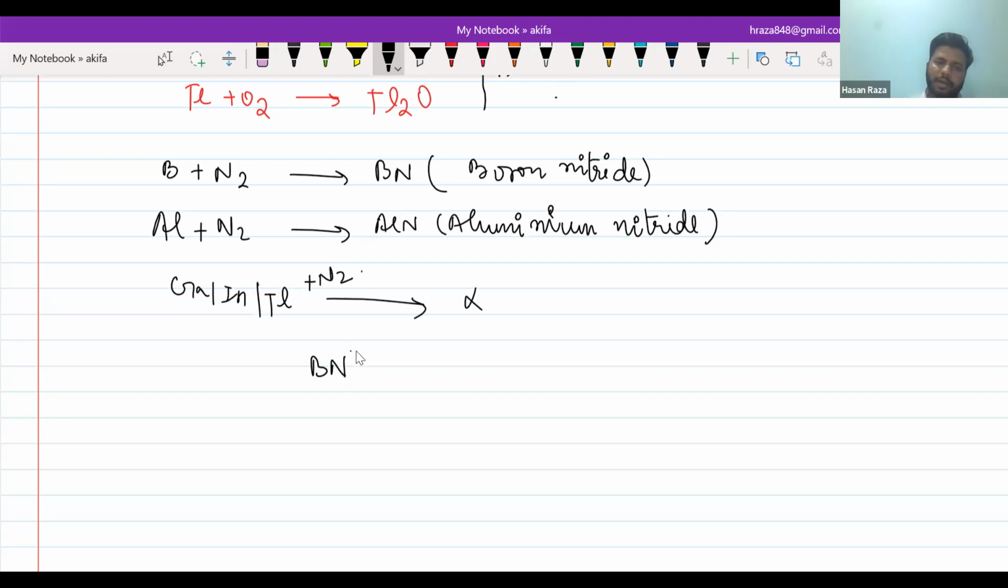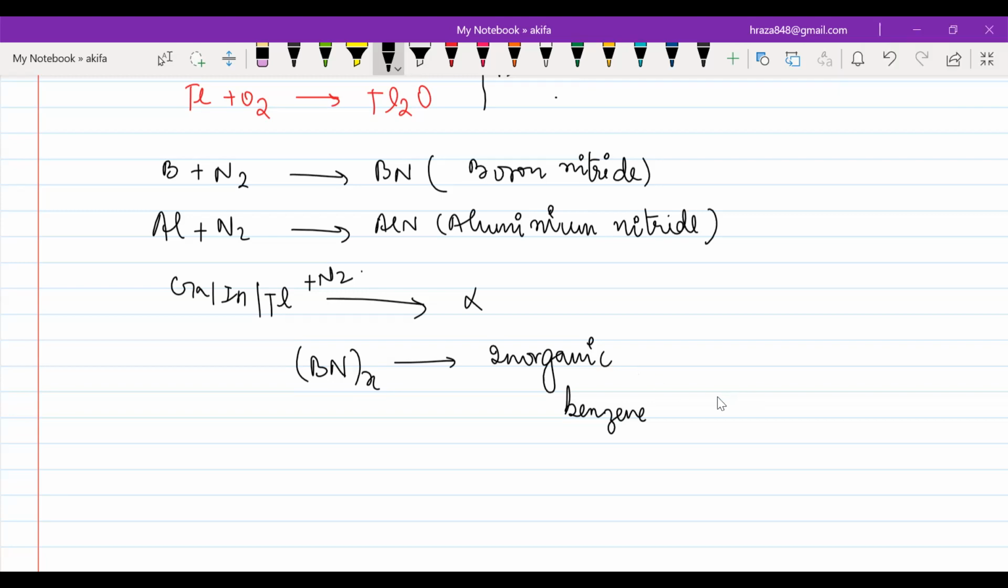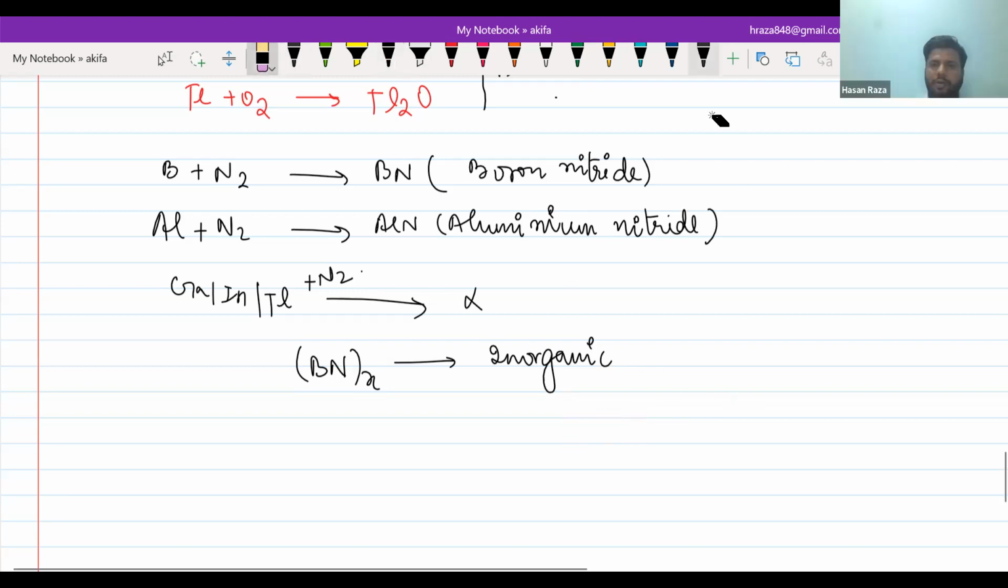Gallium, indium, and thallium do not react with nitrogen. And one thing remember, BN is basically inorganic benzene. Done. Sorry, don't write inorganic benzene, it's inorganic graphite. Just write it down. Inorganic graphite.